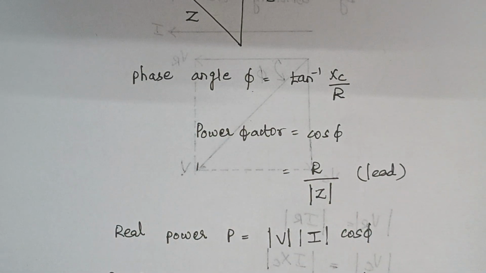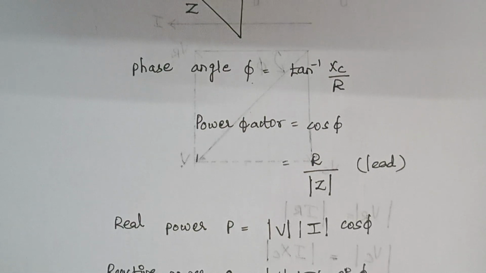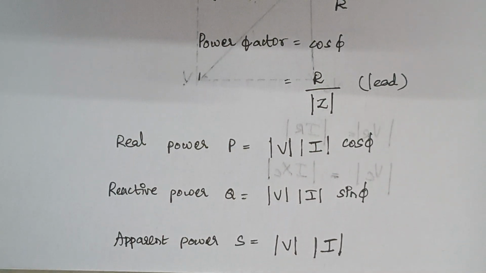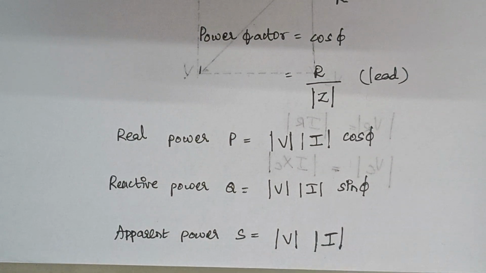Here the real power is given by VI cos phi, reactive power is given by VI sin phi, and apparent power is given by V into I.